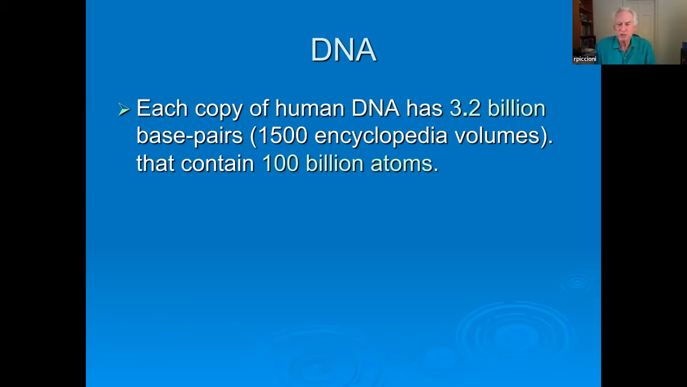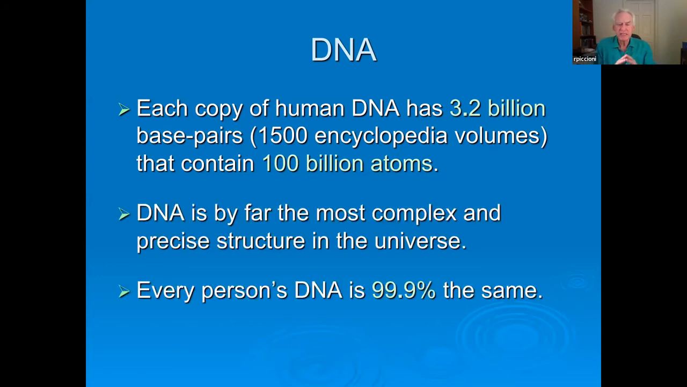Well, what your DNA has is 1,500 volumes of a book of similar size. It's enormously complex. It is, in fact, the most complex and the most precise structure that scientists have discovered anywhere in the entire universe. Now, 100 billion is in the ballpark of the number of stars in a galaxy. It's a big number, but galaxies have that many stars, so it's comparable.